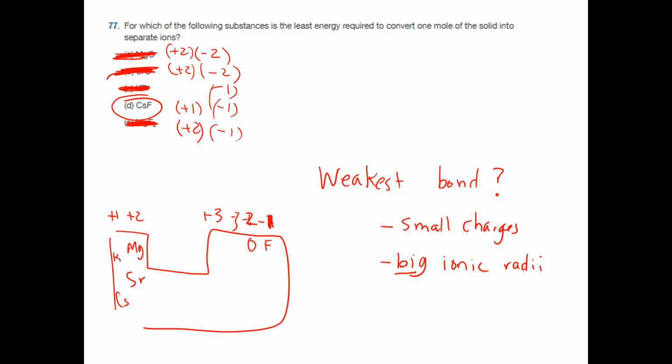And it's pretty typical that you're going to decide this on the basis of the charges first and then the radii, because the charge varies a lot more than the radii does. So let's see what the answer from OpenStax was, and they said that it was D as well.